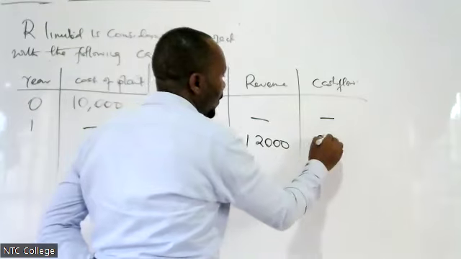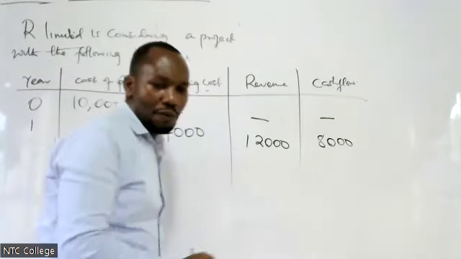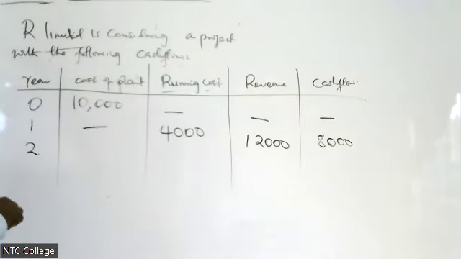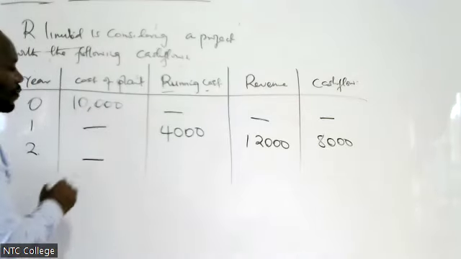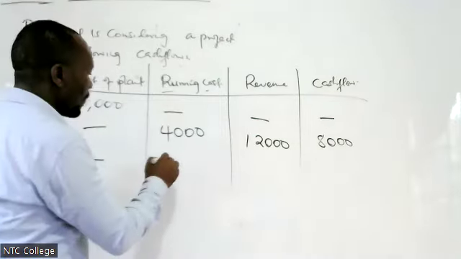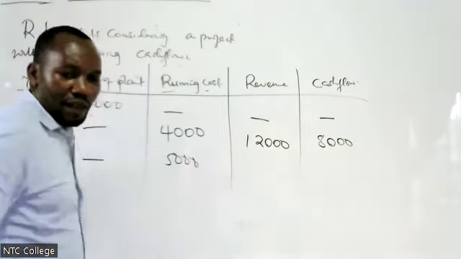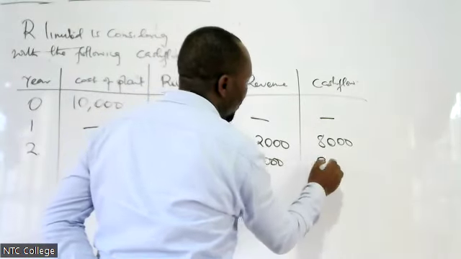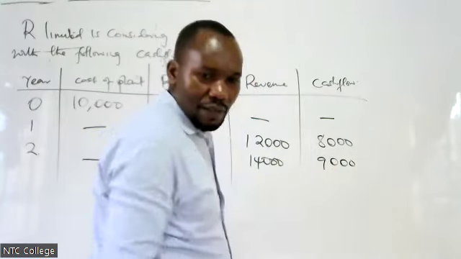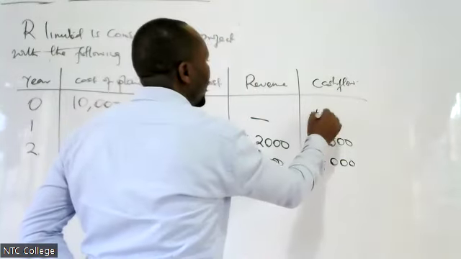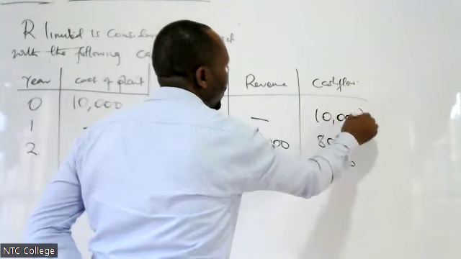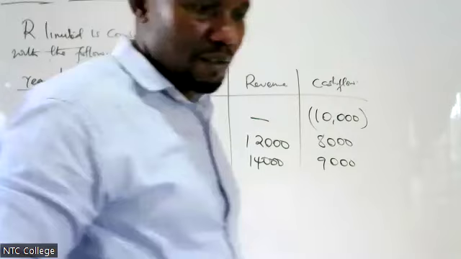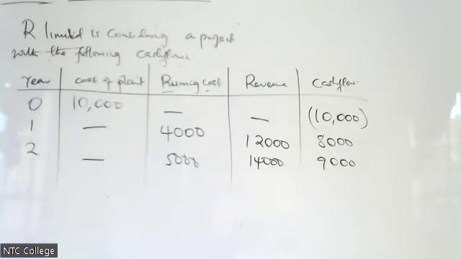That means that profit is 8, still the cash flow. Then in the second year, we didn't buy anything. We have 5,000 there, and then we have 14. That means that profit is 9,000. And of course, this one is now 10, that is the money that left, 10,000 in brackets. Can you do that? Copy that, then let me know. We proceed.